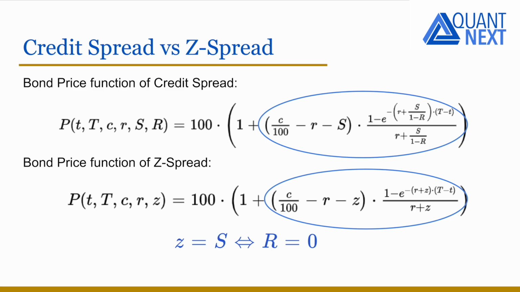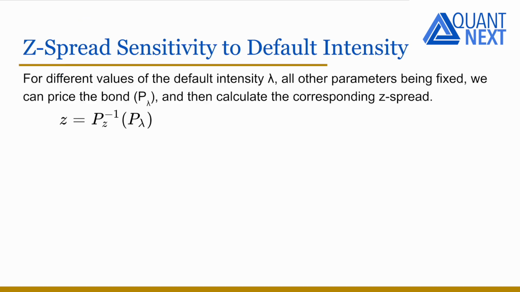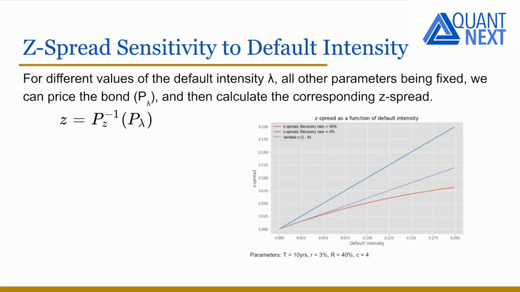We will now analyze the sensitivity of the Z-spread to the default intensity and to the coupon. For that, we need to be able to imply the Z-spread from bond prices. Here is a Python code doing that. We minimize the square difference between the bond price P and the bond price as a function of the Z-spread using the SciPy optimize function minimize. For different values of lambda, all other parameters being fixed, we can price the bond and then estimate the corresponding Z-spread. We are doing that with two levels of recovery rate, one at 0% and one at 40%.